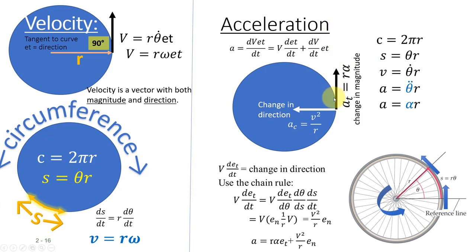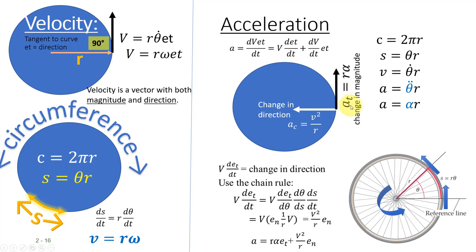It doesn't want to change its direction, but you have a force that's constantly pulling it to the center. You can think of planetary rotation where gravity is pulling it to the center. So this is v squared over r, which is also r omega squared. This is the piece of acceleration that describes the change in direction of the object.